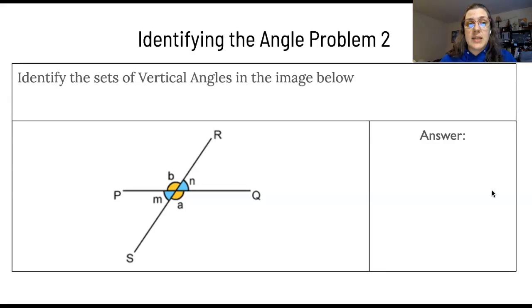Identify the sets of vertical angles in the image below. You have two lines, SR and PQ, and then you have two sets of angles. The colors kind of help you out. So what's the answer? Angle M and angle N are congruent, and angle B and angle A are congruent, because they're right across from each other.